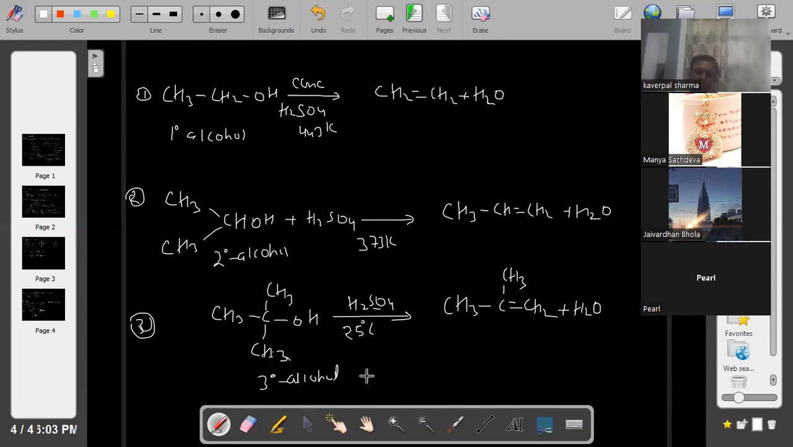The reaction is quite easy with the 3 degree alcohol because this reaction happens at 25 degrees Celsius. Not like the first reaction, which occurs at 443 Kelvin, or the one at 373 Kelvin. This reaction happens at 25 degrees Celsius due to the inductive effect as I explained in the reaction mechanism. Clear?